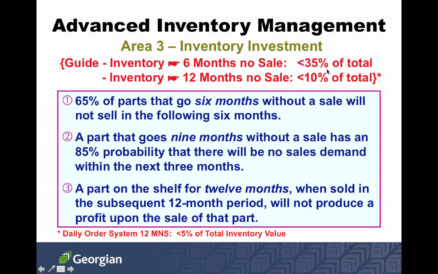And for 12 months no sale, a typical guideline is less than 10% of the total. Toyota used to say less than 5%, and that is reflected here. The just released operating guideline now says less than 2%.